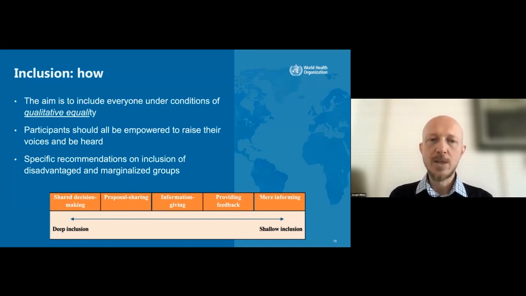We don't render a verdict in the guidance on which of these is preferable. It's going to depend on the context. It's going to depend on who is setting priorities and what they're setting priorities for. But it's important to see that there are different options and there are good reasons for picking one over the other.